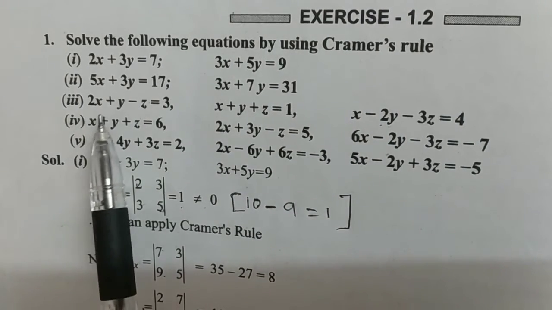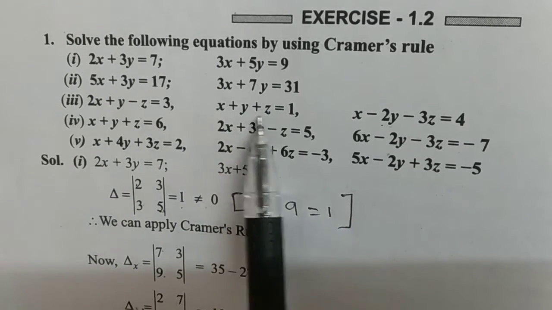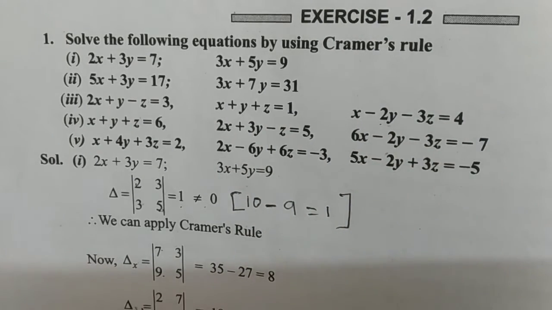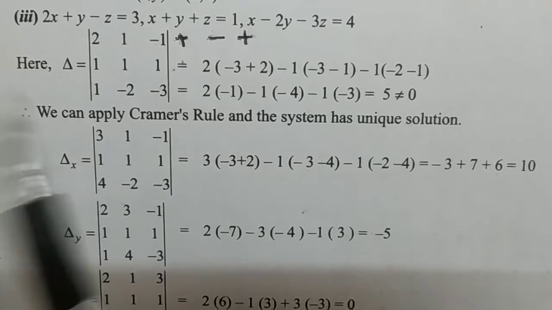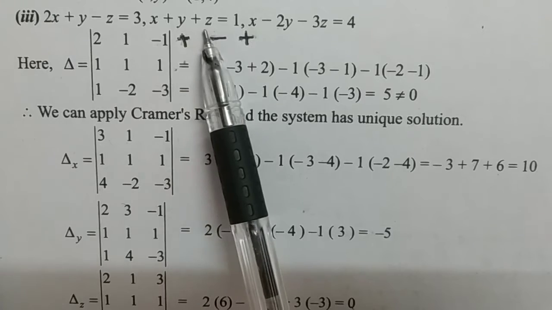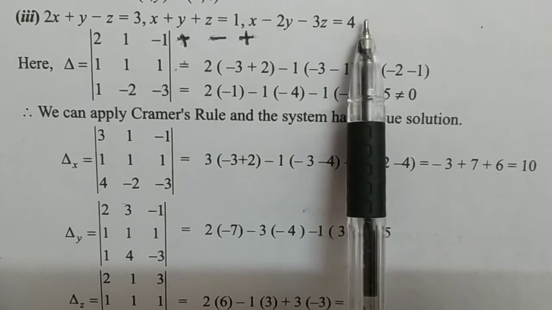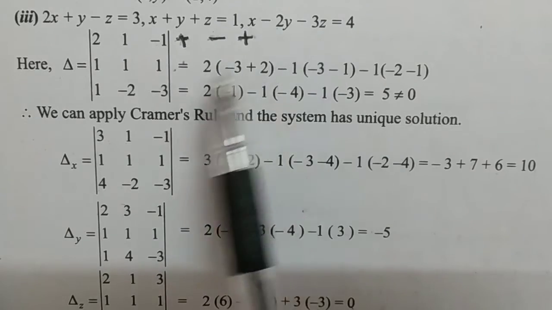Question number 3. 2x plus y minus z equals 3. x plus y plus z equals 1. And x minus 2y minus 3z equals 4. There are three equations given. So what are the three equations? 2x plus y minus z equals 3, x plus y plus z equals 1, x minus 2y minus 3z equals 4. So what are the variables here? x, y and z are the variables.